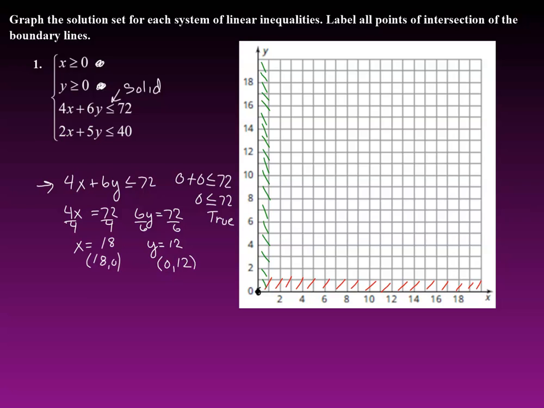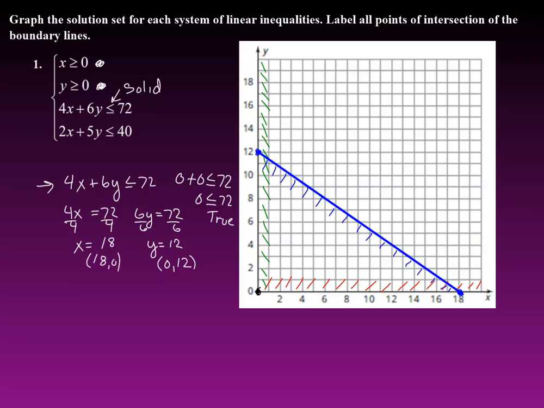And we'll plot these two points. So I have a point on the x-axis at 18. I have a point on the y-axis at 12. And we want to use our straight edge to draw our line. So with our straight edge, we're going to draw a straight line from the y-intercept to the x-intercept. And it's solid again because it was already set to be solid. And then we said that we're shading towards 0, 0. So we'll shade below this line.